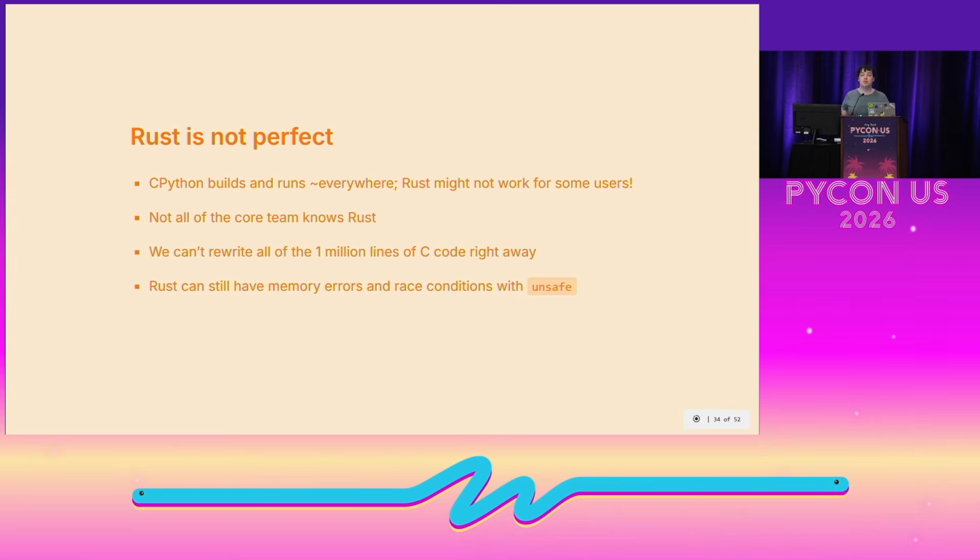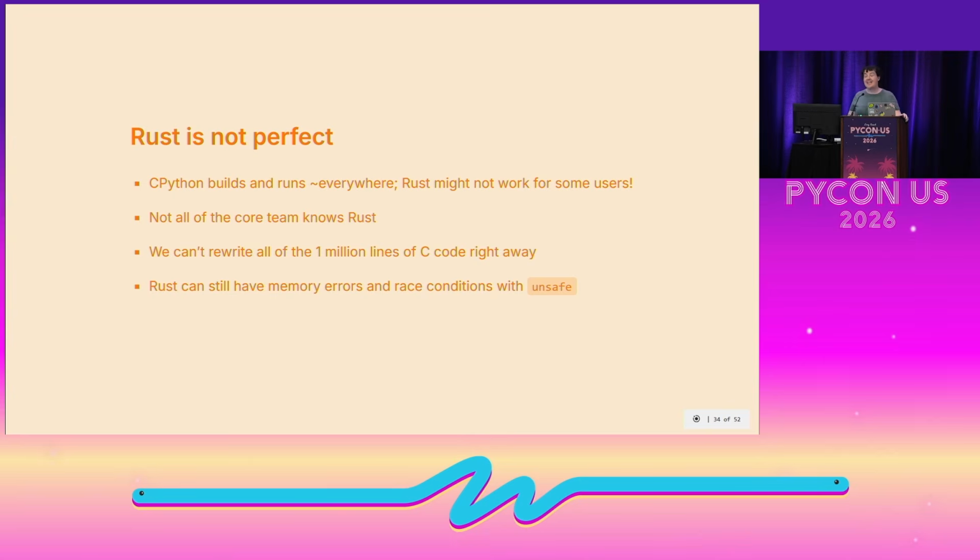Additionally, not all the core team knows Rust. There are a number of core team members who do. But we don't want to prevent anyone from contributing to Python because they don't know Rust. And we also can't rewrite a million lines of C code right away. Unfortunately, I am not a magician.